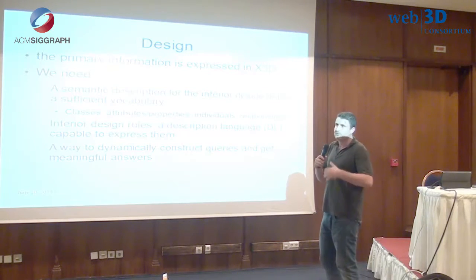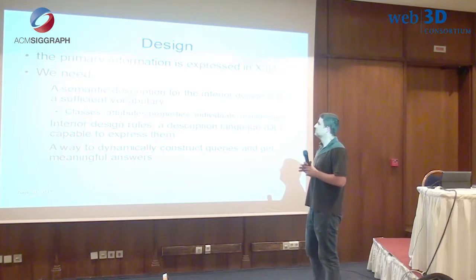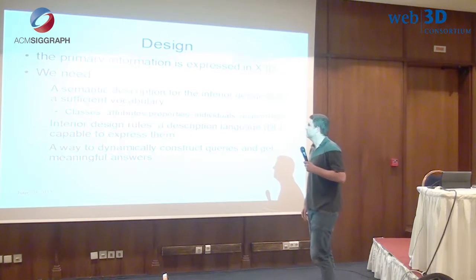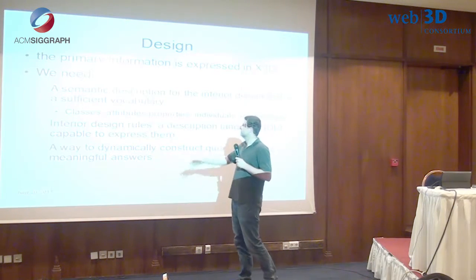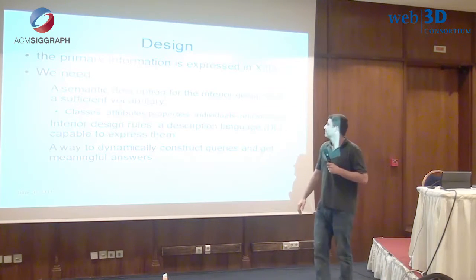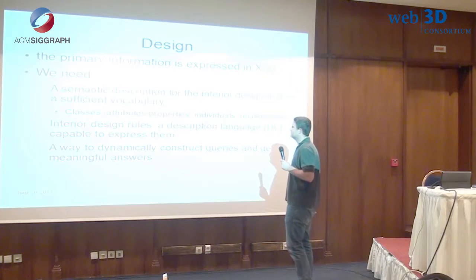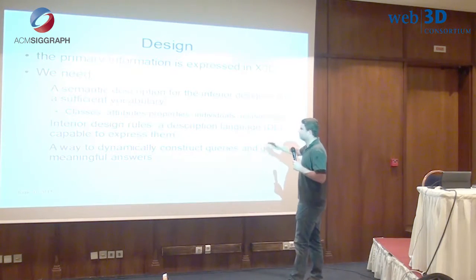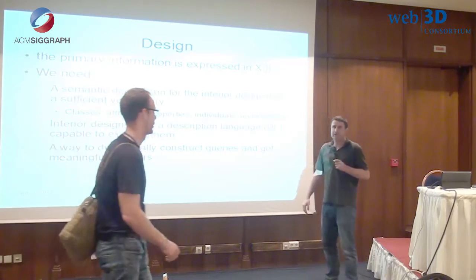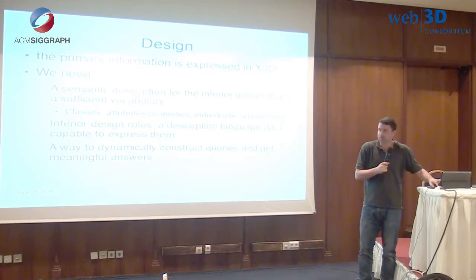In order not to take the direct, exhaustive approach, we would need some semantic description for our space, with a sufficient vocabulary. We would like to have classes of objects described by their attributes, properties, and the relationships among them. If we had such a semantic meta description, we could apply rules in terms of a description language that would let us construct queries and get meaningful answers that we could transform into 3D scenes.